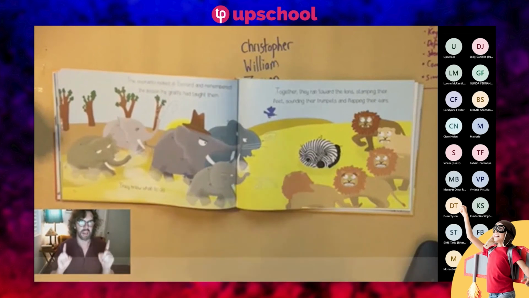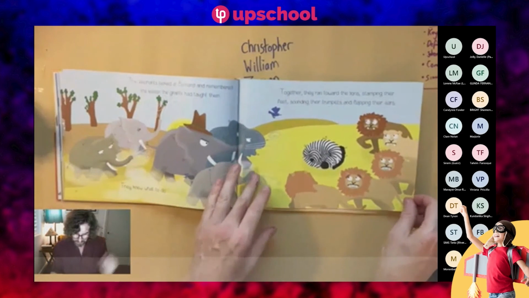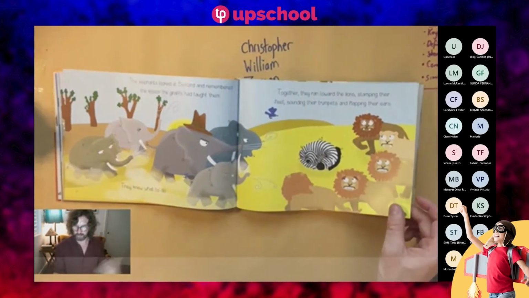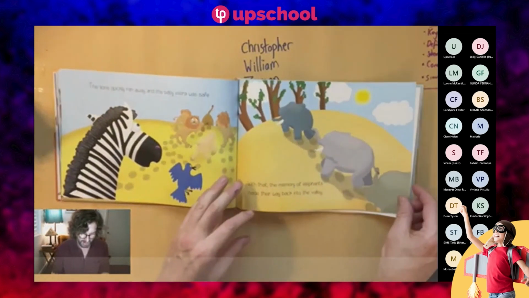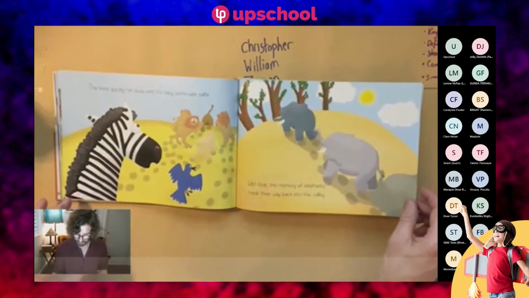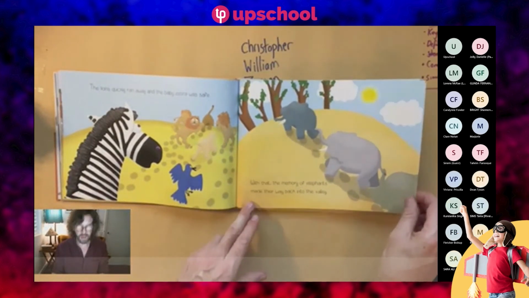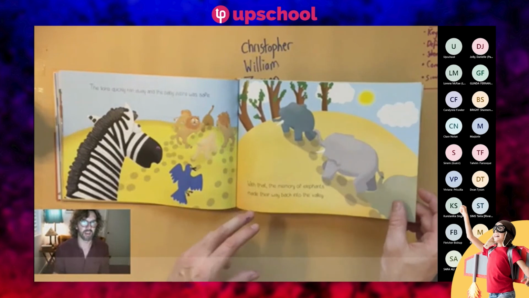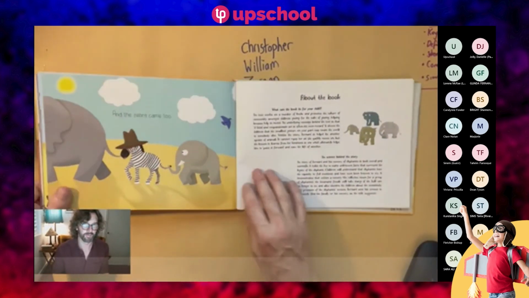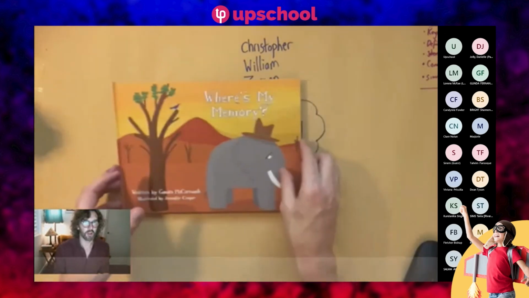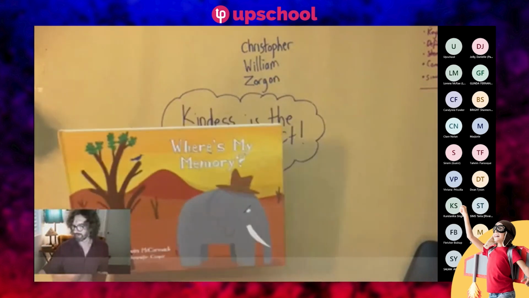They knew exactly what to do. Together, they ran towards the lions, stamping their feet, sounding their trumpets, and flapping their ears. The lions quickly ran away, and the baby zebra was safe. And with that, the memory of elephants made their way back into the valley. And the zebra came too. So this story was all about being kind, because it's really, really nice to be kind.